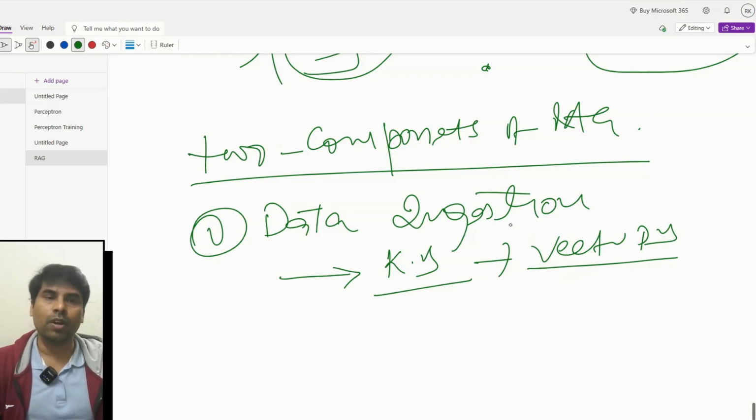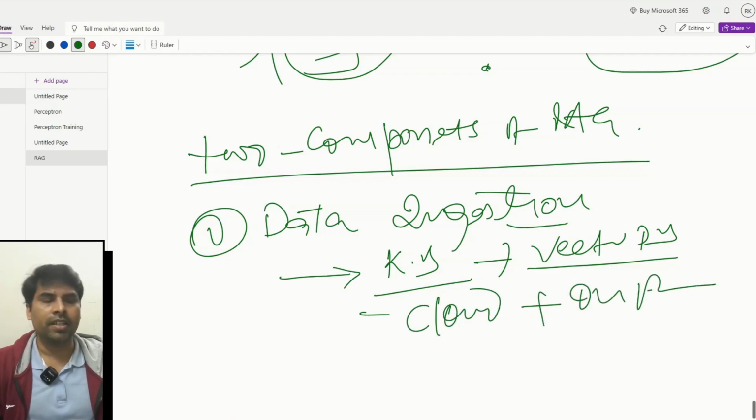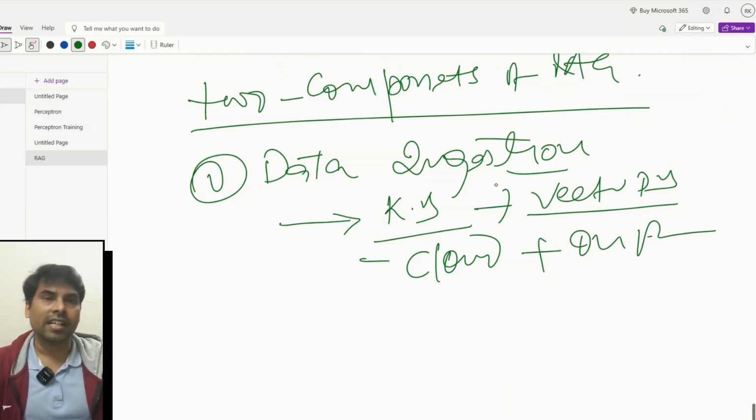This is your call where you want to put it. It can be on the cloud, it can be on premise. That depends, this is completely under your control. Data privacy, everything is there. So the first part is data ingestion, because without data you cannot perform RAG. This is the prerequisite. The second part is retrieval.